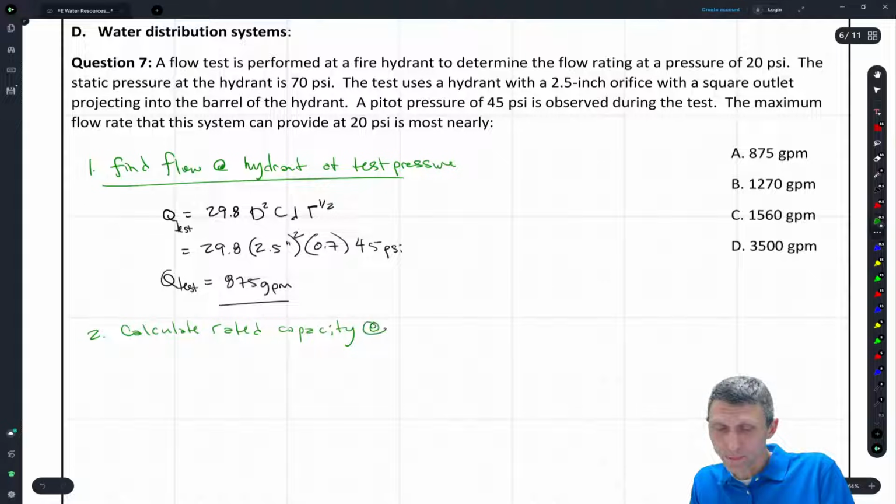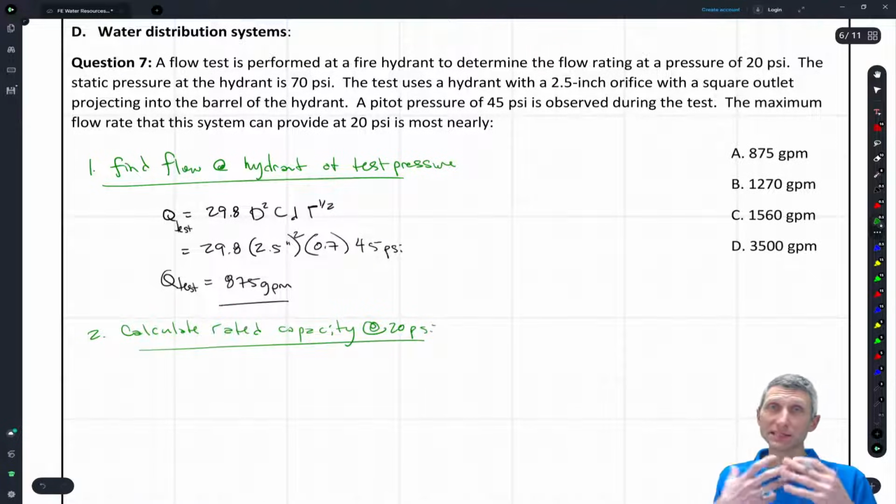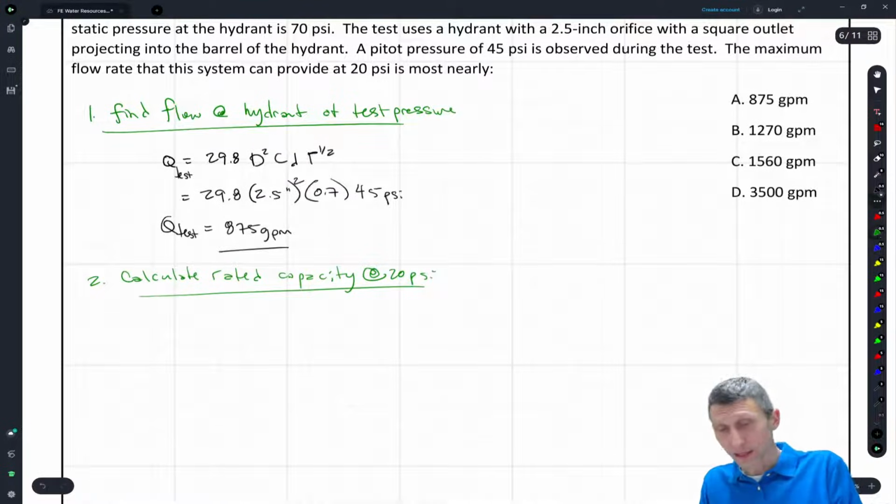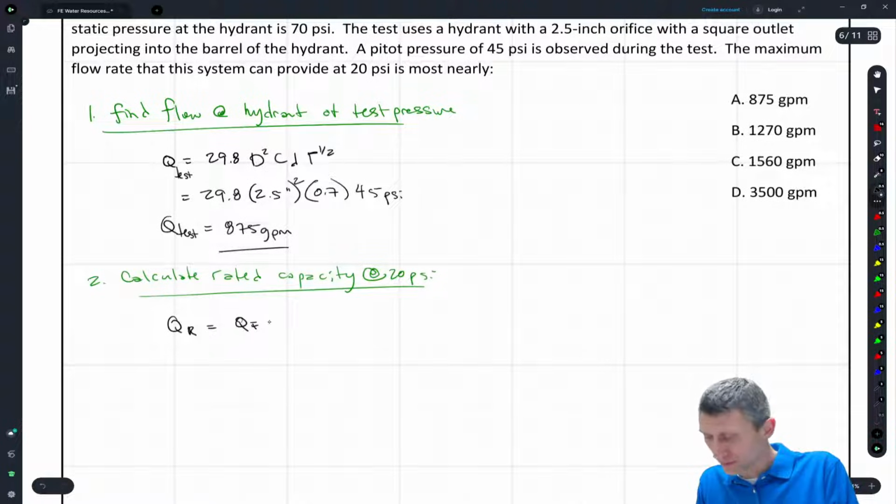Step two is you calculate the rated capacity at 20 psi. This is about as low as the pressure you want to go and still have pressure to fight your fire. This is just another equation: QR equals QF times (HR over HF) to the 0.54.